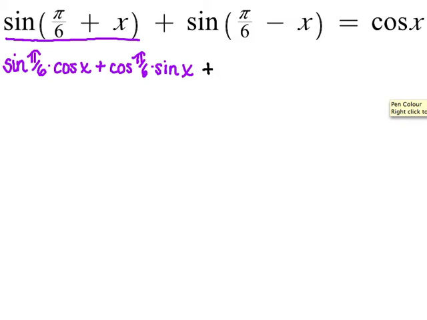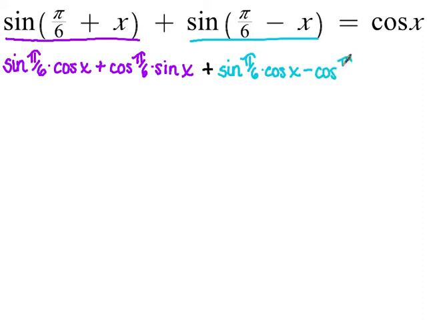Now I'm going to do the same thing with this one right here. Okay. So with this one, I get sine of pi over 6, cosine x. What operation will I use? Minus, because remember, that's the sine. So cosine of pi over 6, sine of x. And I want to show that that equals cosine of x.